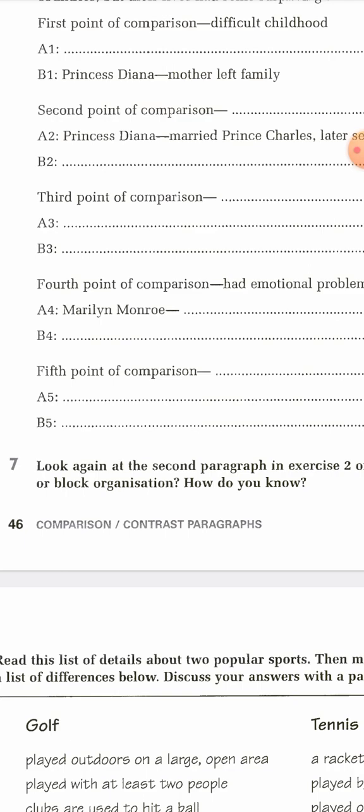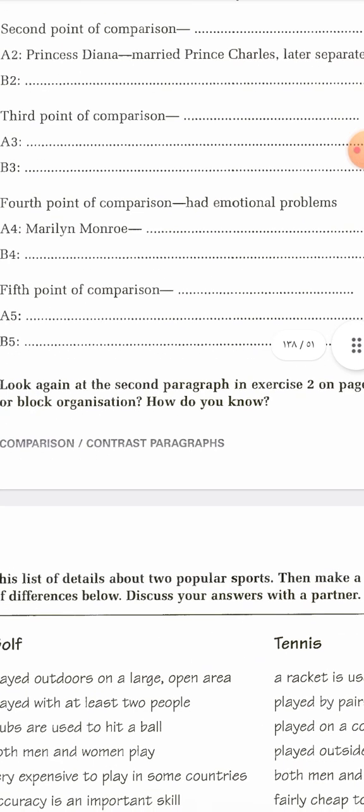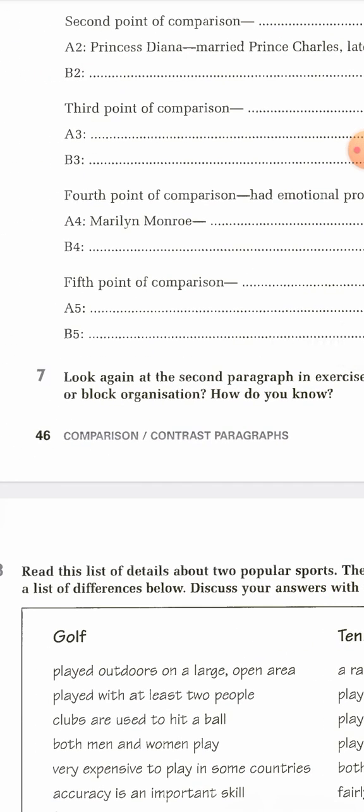And the fourth point of comparison, you need to mention the emotional problem. What are the differences in A, and what are the differences and similarities in A and B. Fifth point of comparison, you mention the similarities and the differences, and so on.